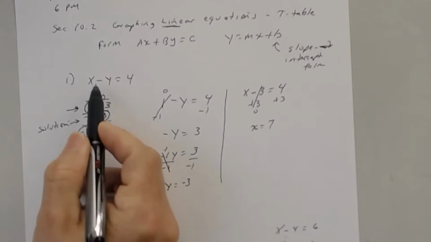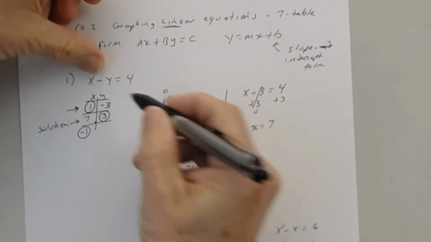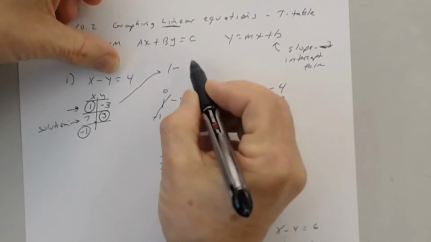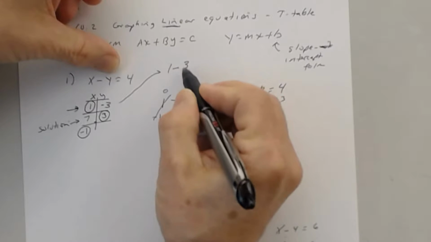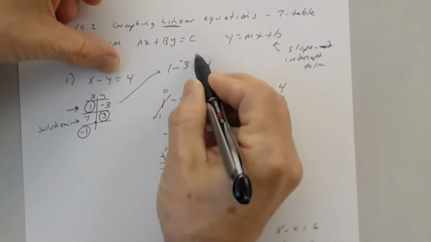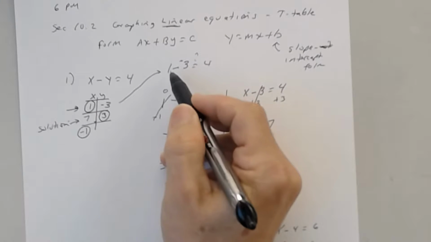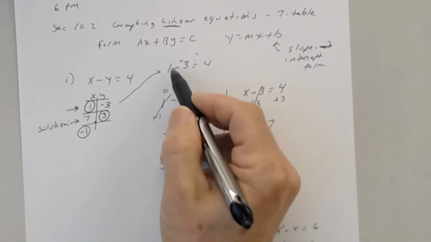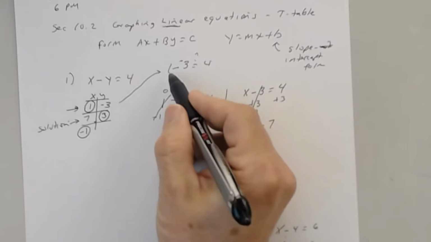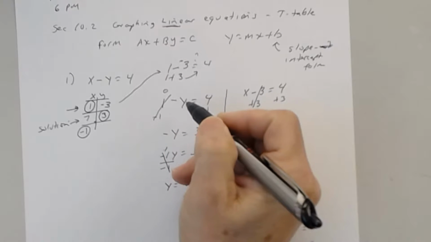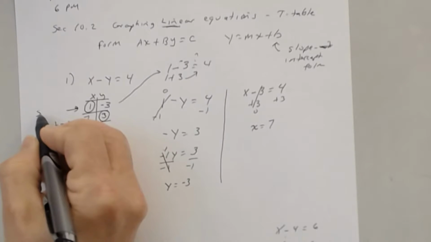Same thing here. Let's look at this one right here. 1, subtract y, what's y? Negative 3. And I want to see that's equal to 4, right? Remember, when you have a subtraction, always change it to an addition problem. So 1 subtract a negative 3 means the same thing as 1 plus what? 3, which is what? 4. So that's a solution as well. So all these are solutions.